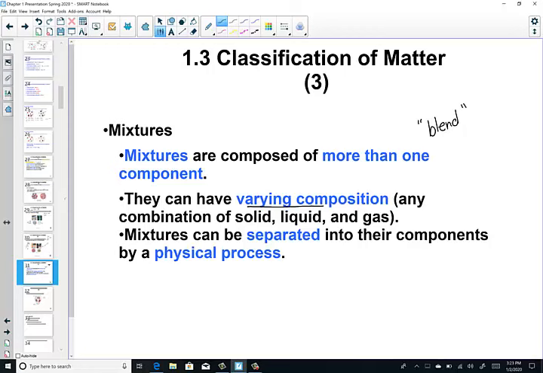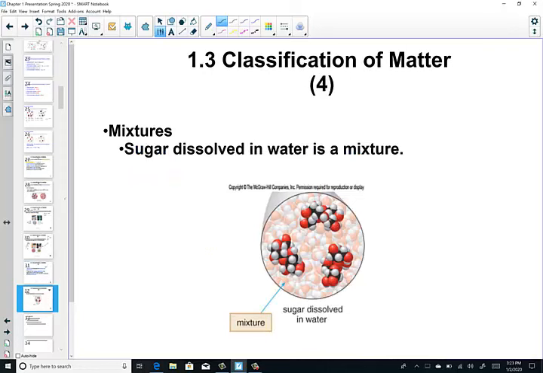So let's think of some examples. Sugar dissolved in water is an example of a mixture. It's an example of a homogeneous mixture, a uniform blend throughout. I can have a concentrated sugar water, or I can have a dilute sugar water. Since its composition can vary, we understand that it's a mixture. And I can separate sugar from water by a physical change. I can evaporate the water and get the sugar back, which is another indication that it is a mixture.